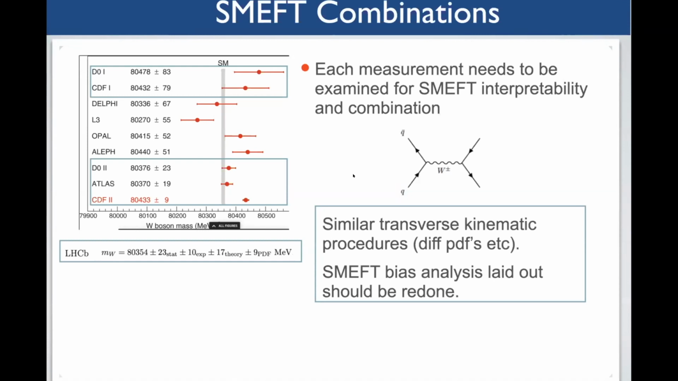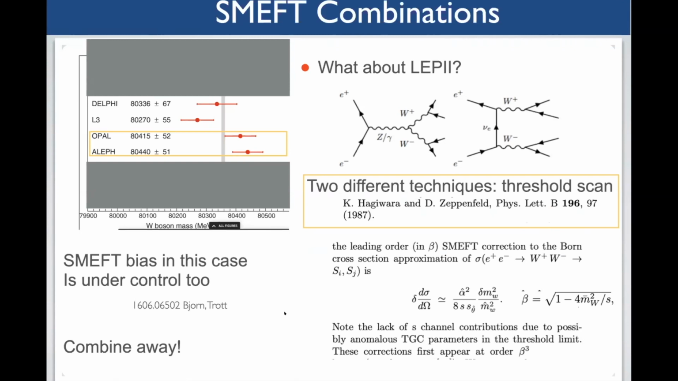But when it comes to the LEP2 data, remember that it's these other Feynman diagrams, these other processes that are going on there in terms of fitting the W mass. So a naive combination, you have to be a bit careful.